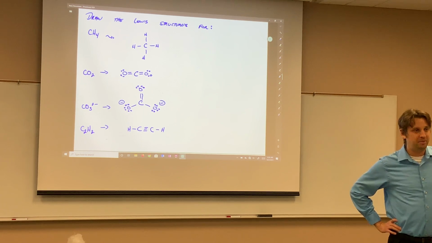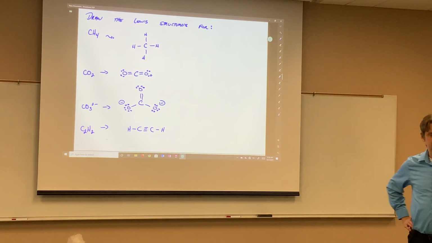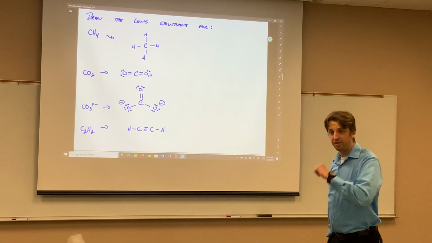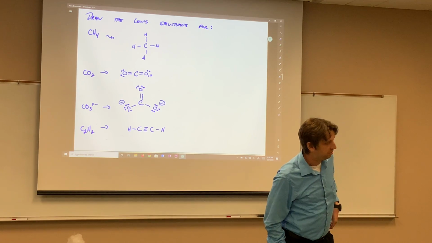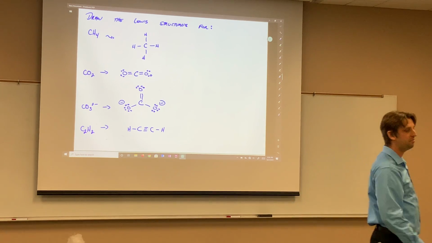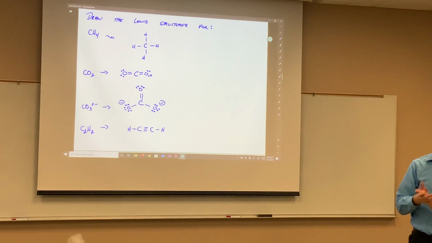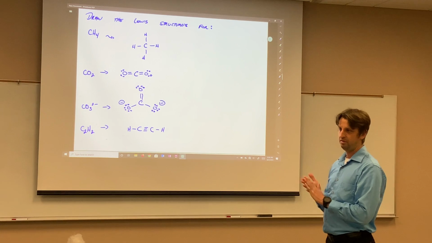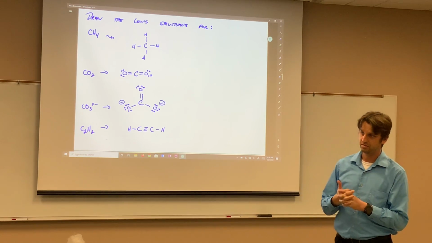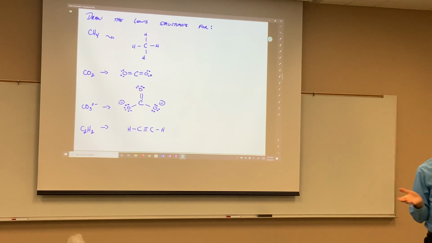How many bonds does carbon have in the top compound? 4. How many does it have in the second? 4. How many does it have in the third? It always has 4. Okay. Now, you guys already knew that, didn't you? Because how can we predict how many bonds any atom typically has? The number of valence electrons, and since carbon has 4, then it either has to have 4 bonds or lone pairs, and we've already established it doesn't have lone pairs.